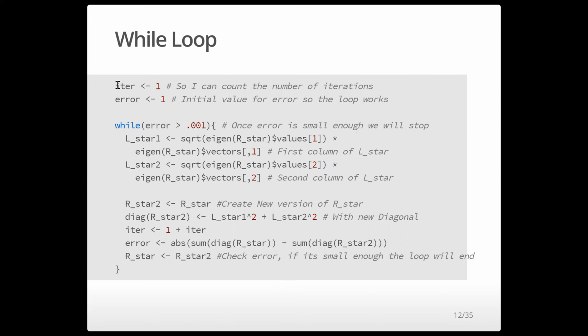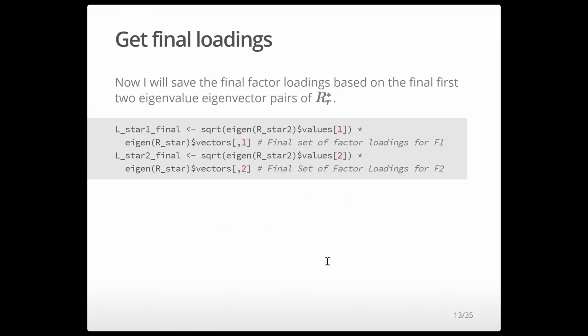And so I'm starting out by initializing my iterations and error just so I can get the loop going. I don't need to do the iterations. This is just so I can count how many iterations it's going through. And then I run my loop. And so now I can save the final factor loadings based on the final 2 eigenvalue eigenvector pairs of the final R star R.